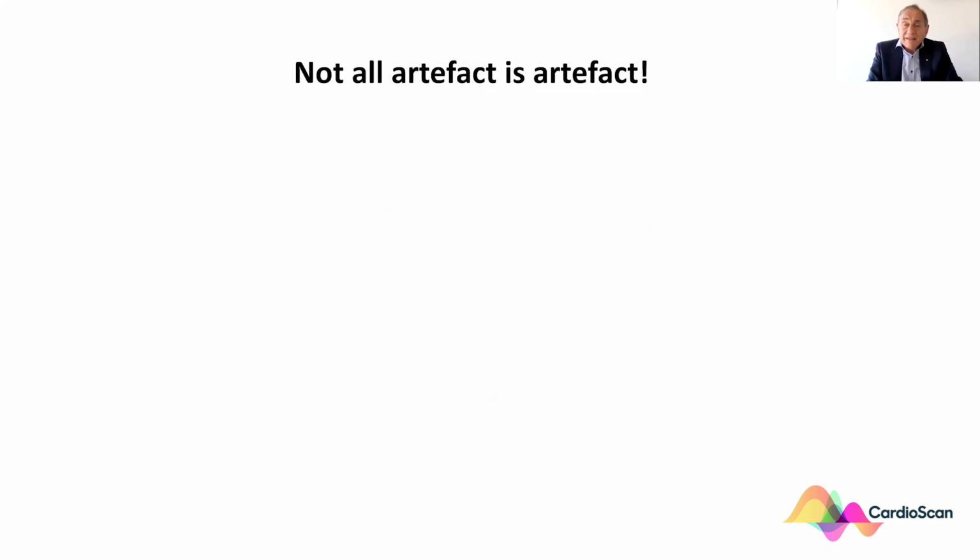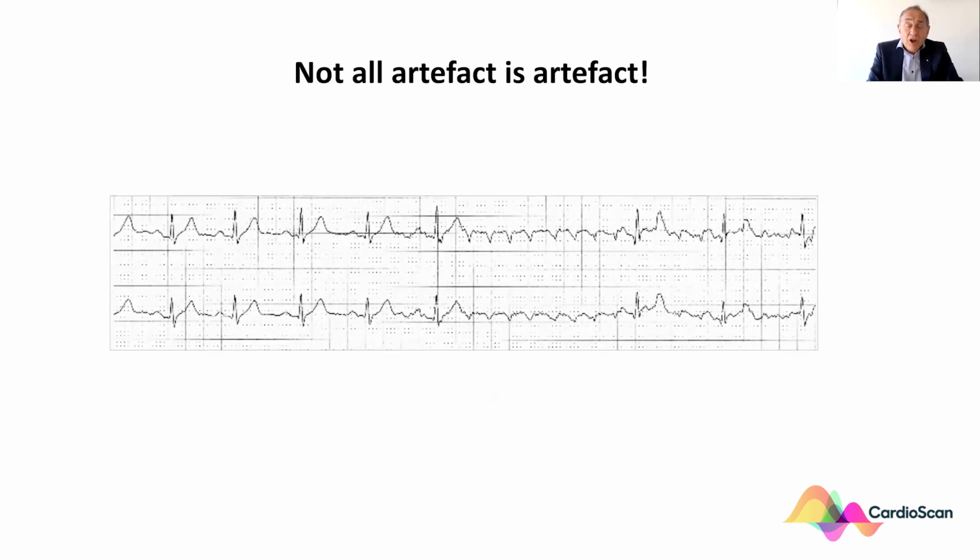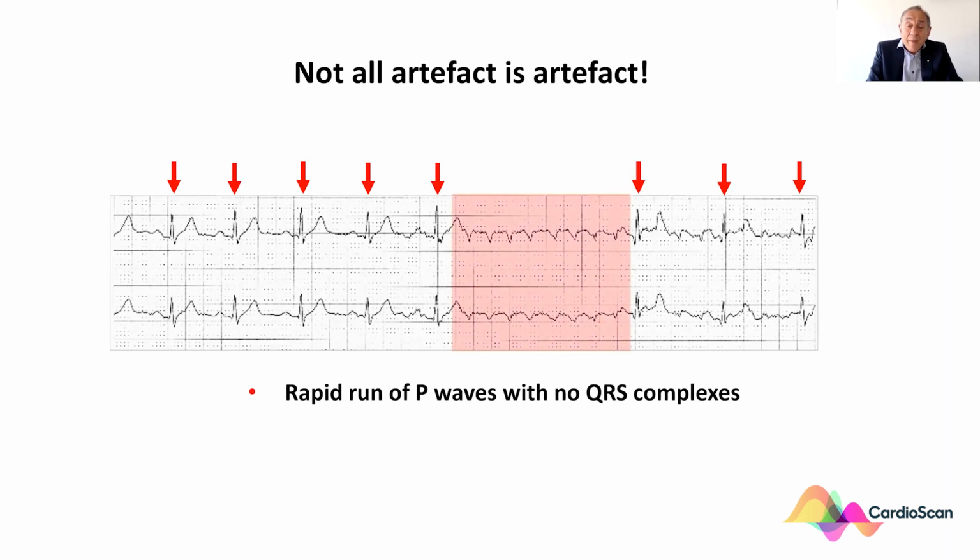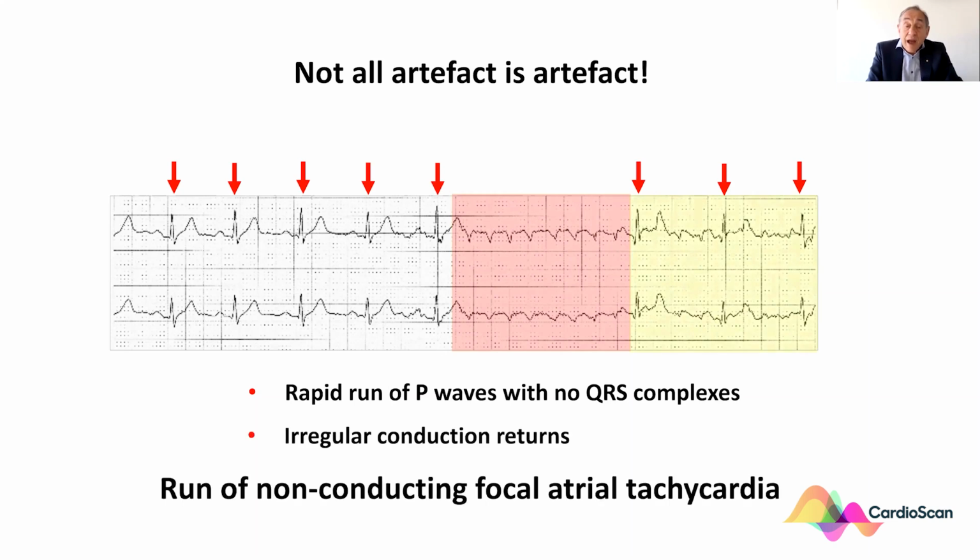But not all artifact is artifact. Here is an example of what was called an artifact, but if one follows the QRS complexes, they disappear with what appears to be an artifact, but is in fact P waves. And this is a rapid run of P waves without QRS complexes. And the diagnosis is a run of non-conducting focal atrial tachycardia.